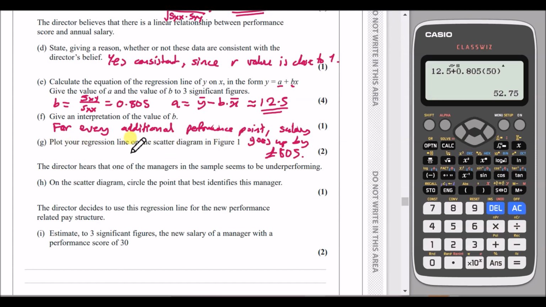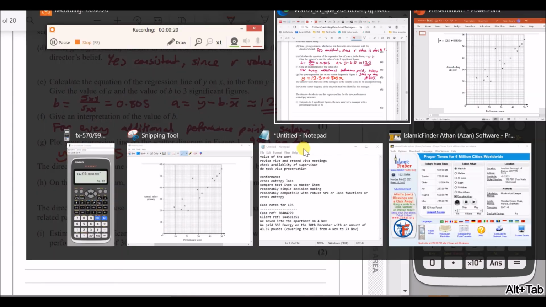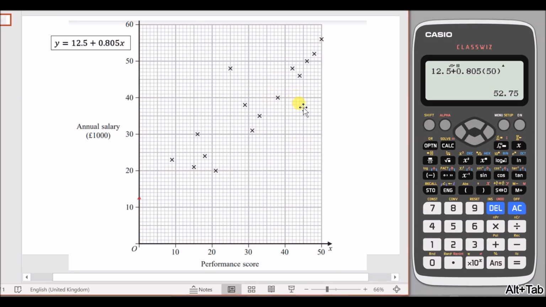Okay, so the regression line they're talking about is y equals a plus bx. But before we do that, we need to update it. So now we have y equals 12.5 plus 0.805x. So I'm going to change the page right now. So let's have a look. This is the graph we're looking at, and here is our equation of interest. Now, to plot this directly inside, we just have to pick two coordinates. It's just a simple straight line graph.